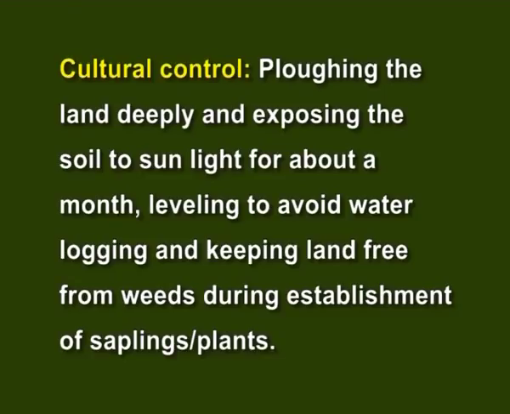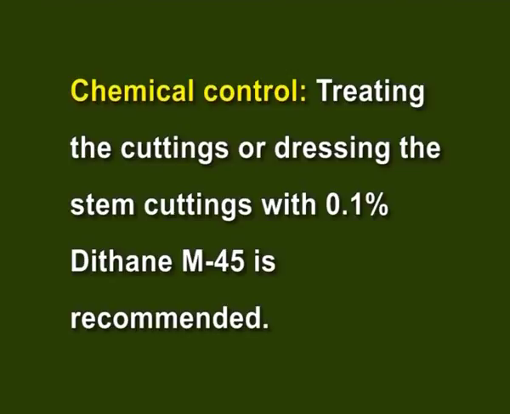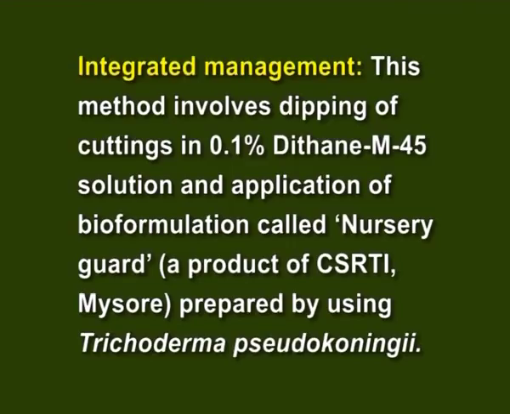Management. Cultural control. Plowing the land deeply and exposing the soil to sunlight for about a month, leveling to avoid waterlogging and keeping land free from weeds during establishment of saplings or plants. Chemical control. Treating the cuttings or dressing the stem cuttings with 0.1% Dithane M-45 is recommended. Integrated management. This method involves dipping of cuttings in 0.1% Dithane M-45 solution and application of the bioformulation called Nursery Guard, a product of CSRTI Mysore, prepared by using Trichoderma pseudokoningii.